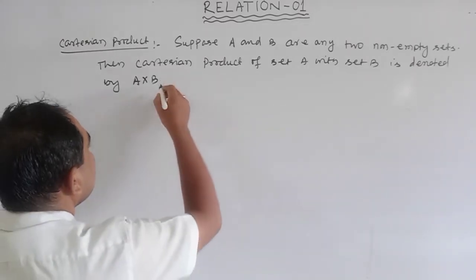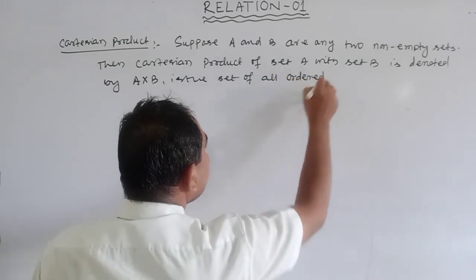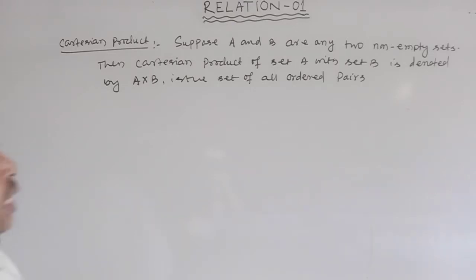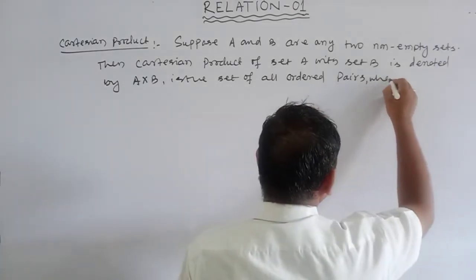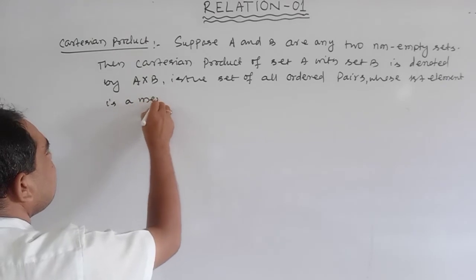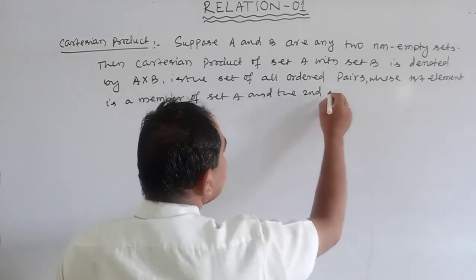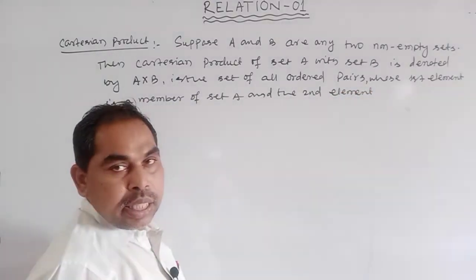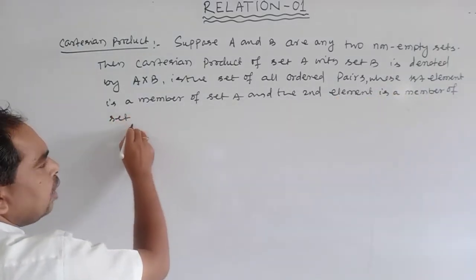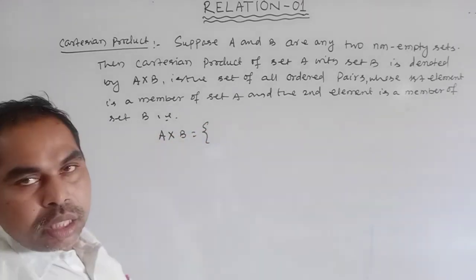is the set of all ordered pairs whose first element is a member of set A, and the second element is a member of set B. That is, A into B is equal to the set of all ordered pairs.